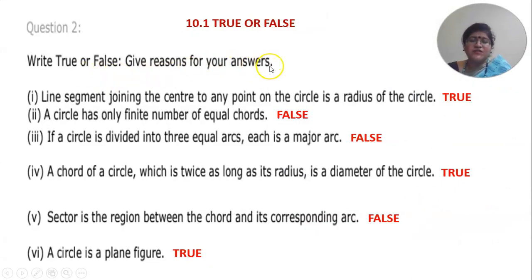Write true or false, give reasons for your answers. You just have to mention here whether it is true or false. Okay. Line segment joining the center to any point on the circle is the radius of the circle. You're aware. So it's true. A circle has, answer is false, because it is infinite number of equal chords. A circle, if it is divided into three equal arcs, each is a major arc, it is false. A chord of a circle, which is twice as long as its radius, is diameter of the circle. That means it is a chord and it is twice the radius, so obviously it is the diameter of the circle.